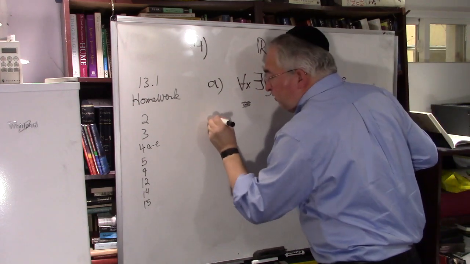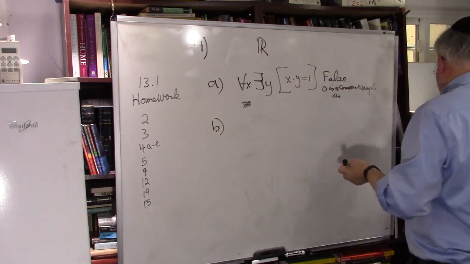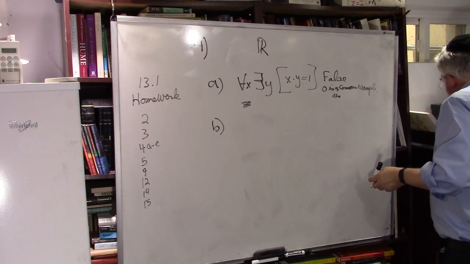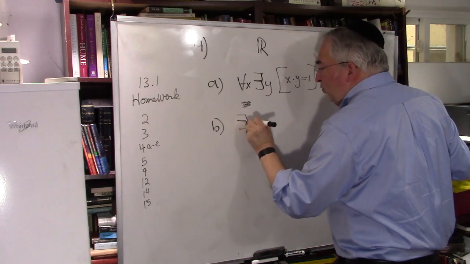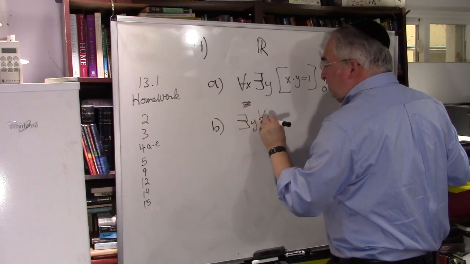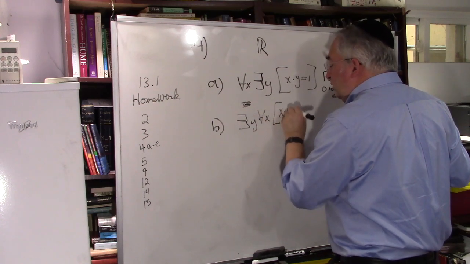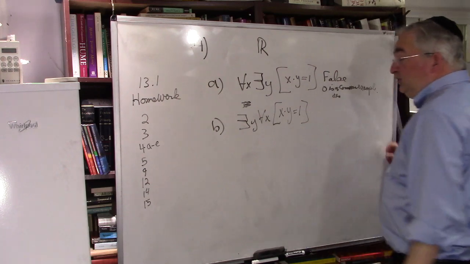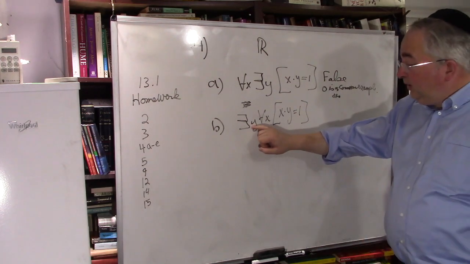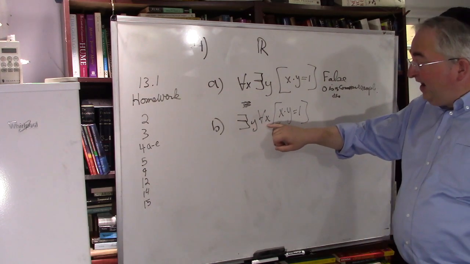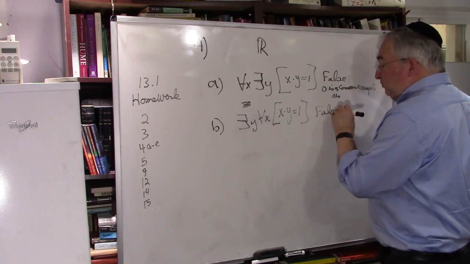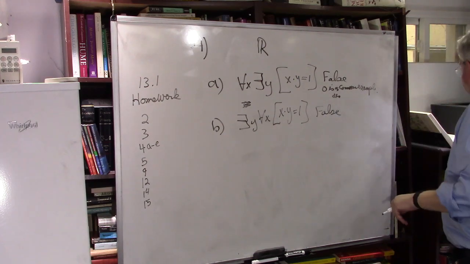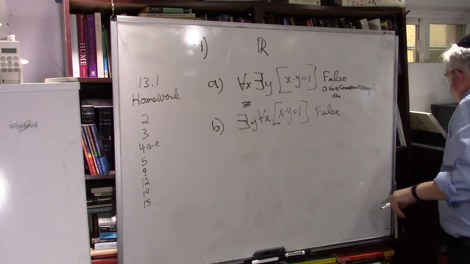Good. B. There exists a y such that for all x, x times y is equal to 1. Is that true? Is there some number that when you multiply it times any number, you get 1? And the answer is false. No, it's not true. We talked about multiplying and getting 0. That there is, but this there isn't.